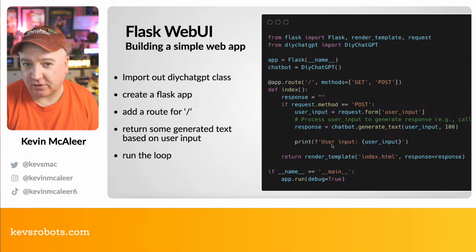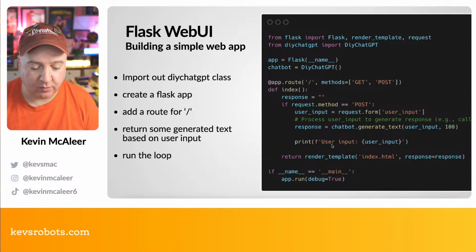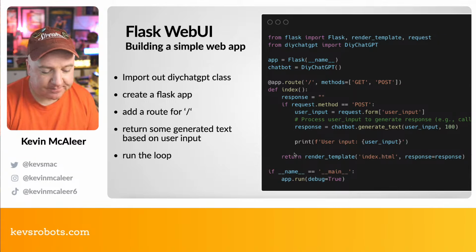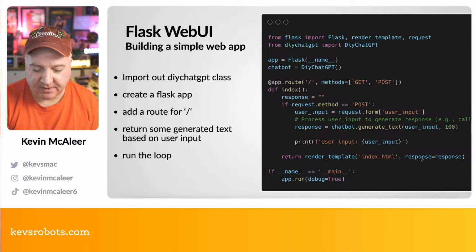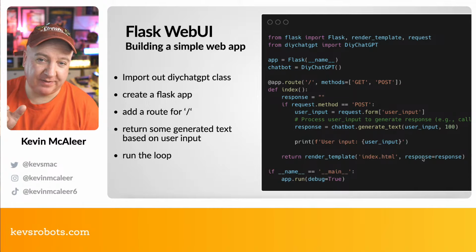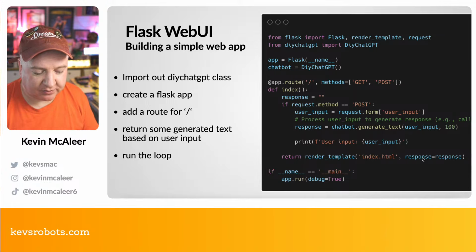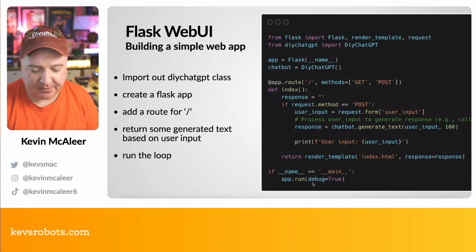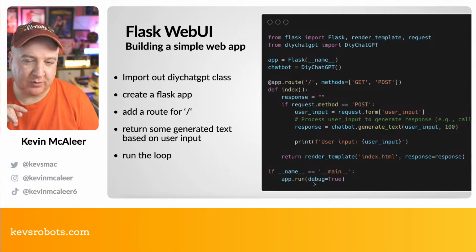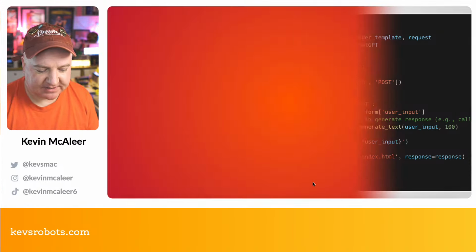And then we're going to print to the console as well just what the user input was, just to help us debug this. We're then going to return the rendered template, which is index.html, and we're going to pass that response as a variable to response, which is within our template. We can have a look at that too. And then we're basically just going to say keep running the app. So it's just going to keep running until we do Command and C. So it's as simple as that.